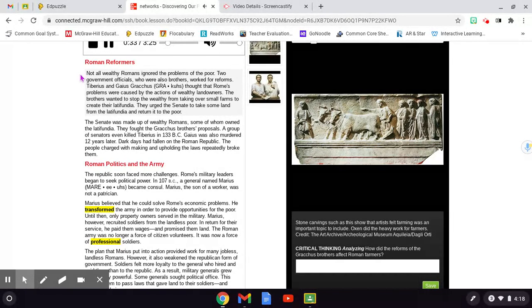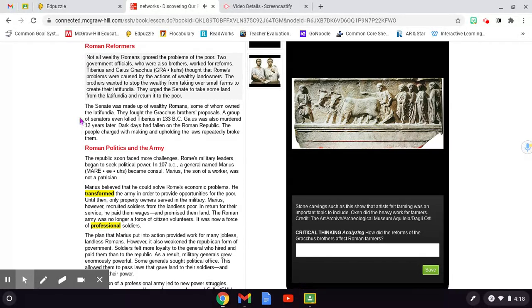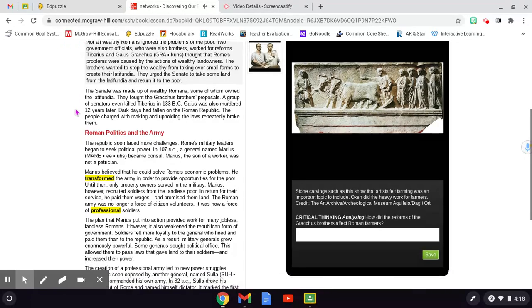The Senate was made up of wealthy Romans, some of whom owned the latifundia. They fought the Gracchus brothers' proposals. A group of senators even killed Tiberius in 133 BC. Gaius was also murdered 12 years later. Dark days had fallen on the Roman Republic. The people charged with making and upholding the laws repeatedly broke them.